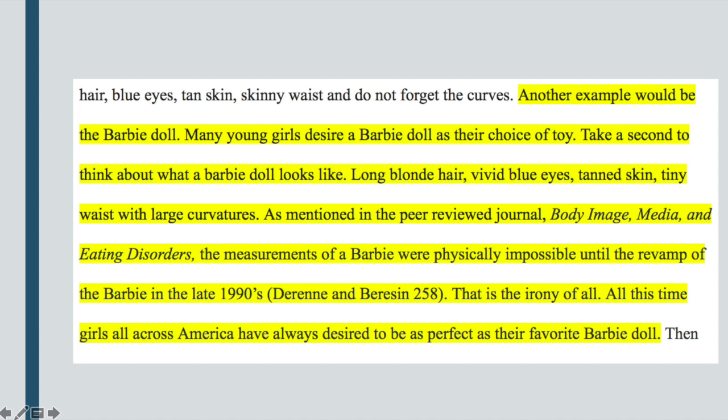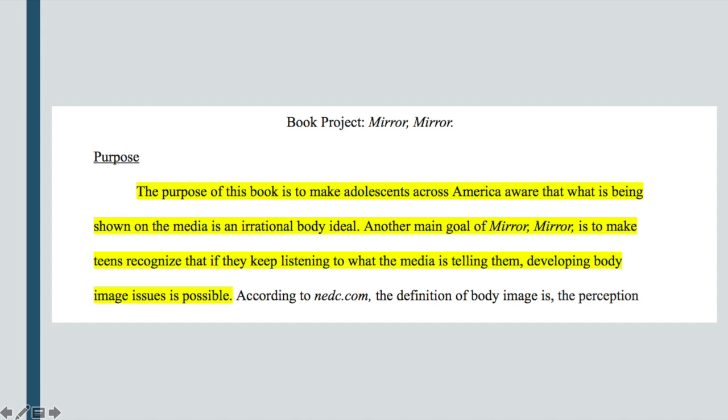All this time, girls across America have always desired to be as perfect as their favorite Barbie doll, and then they realize that it's not able to be accomplished. So here, I'm evaluating the source by not just giving the information from the source, but giving my own opinion about it as well. And then the purpose of the book, I state that it's to make adolescents across America aware that what is being shown on the media is an irrational body ideal.